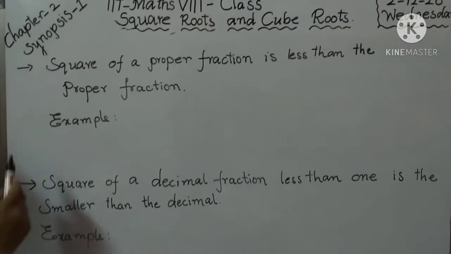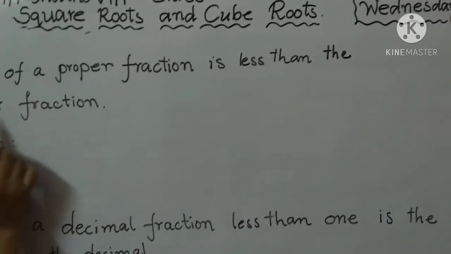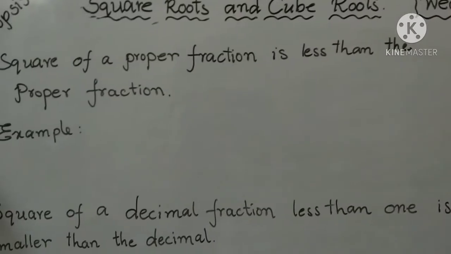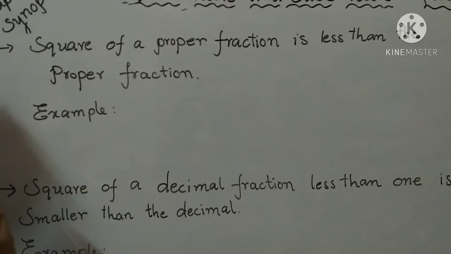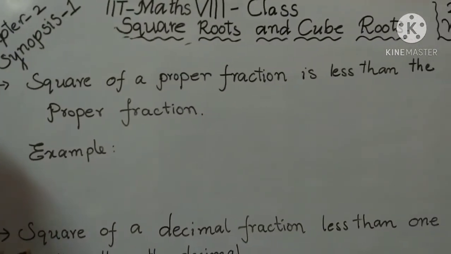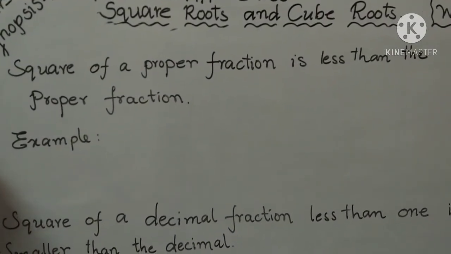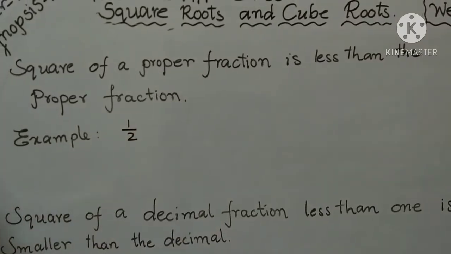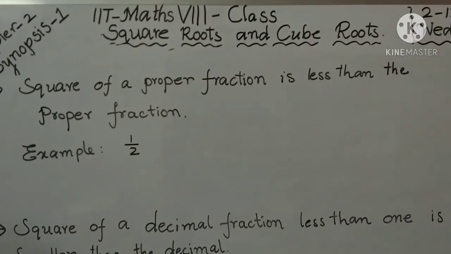The next property: the square of a proper fraction is less than the proper fraction. We know what a proper fraction is: the numerator is a small number and the denominator is a big number. Comparing the numerator and the denominator, the greater number is the denominator. For example, let 1 by 2 be a proper fraction.